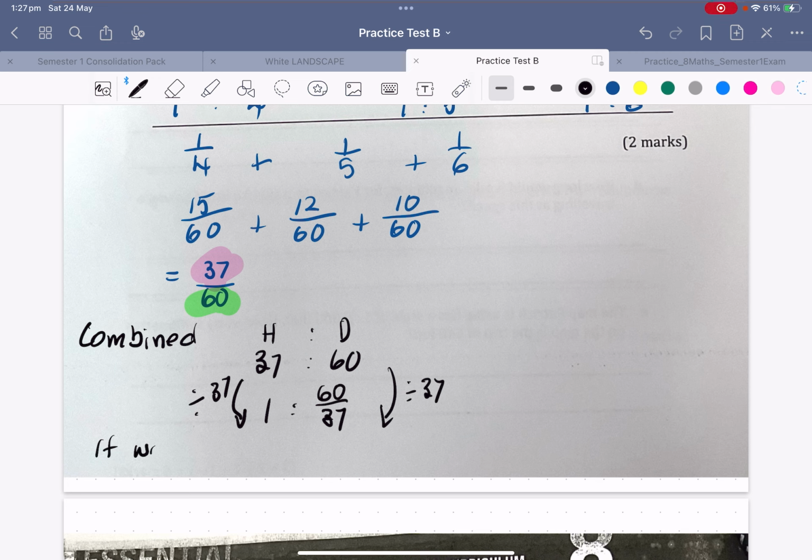It would take 1 and 23 over 37 days to build one house.